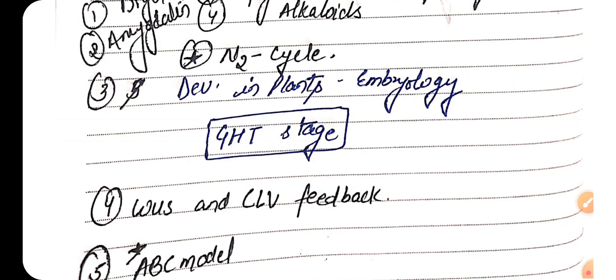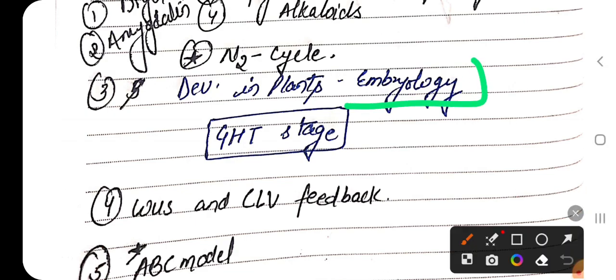The nitrogen cycle is important for every exam, and also is important for BRC. Please do not be in that confusion that BRC never asks plant physiology. You will get some 30 to 40% proportion of plant physiology in the exam, as I have seen from past trends. Then comes development in plants, that is the embryology part.